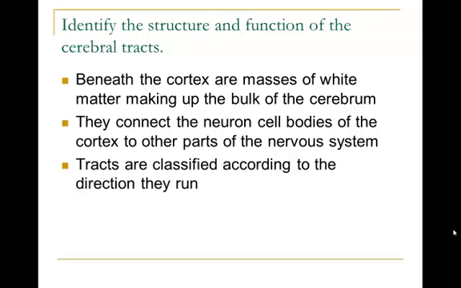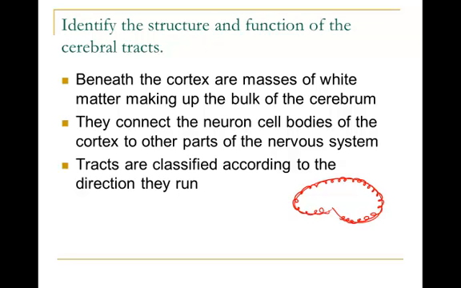Okay, so cerebral tracks. So the cortex, okay, so what we have is we have our brain, right? And then we have our cerebral cortex all the way around it. And the cerebral cortex itself is gray matter. So these are our neuron cell bodies, okay? And that's how we connect to other parts of the nervous system. So tracks allow information to travel, okay? Cell bodies allow information to be interpreted.